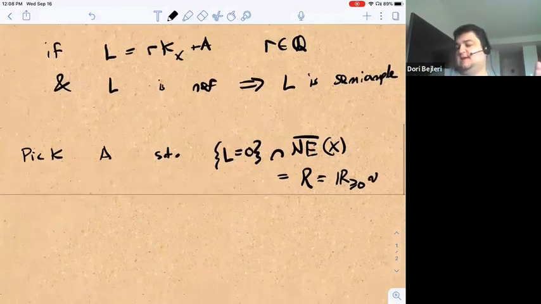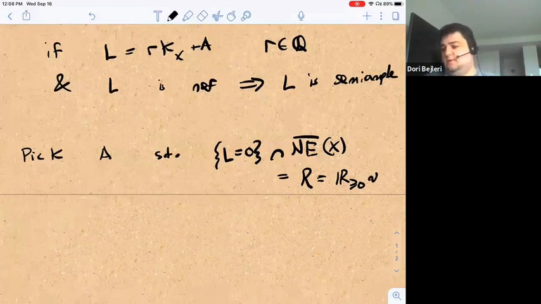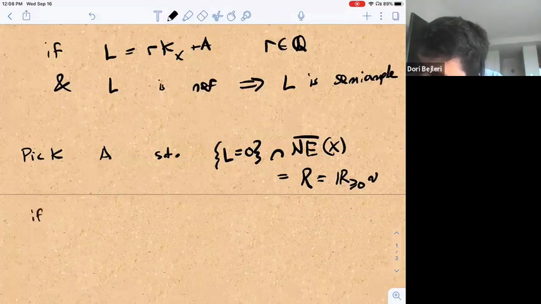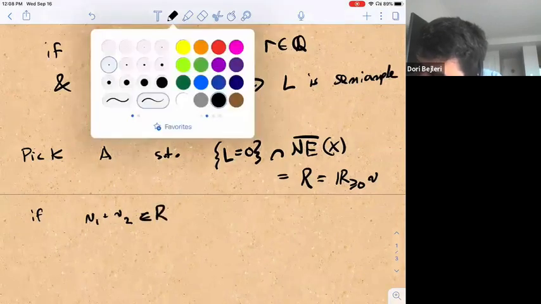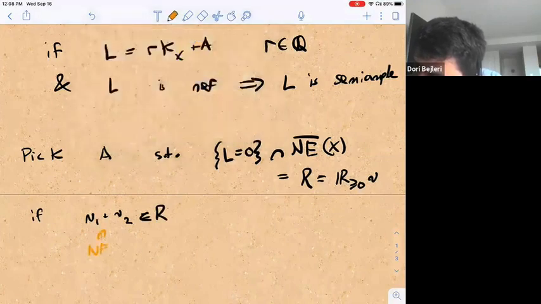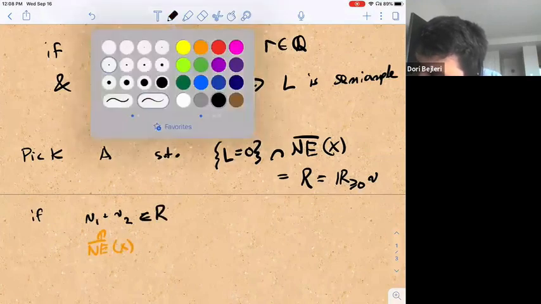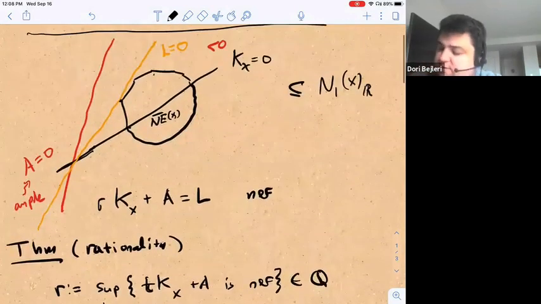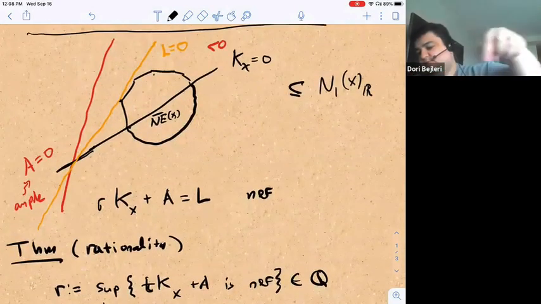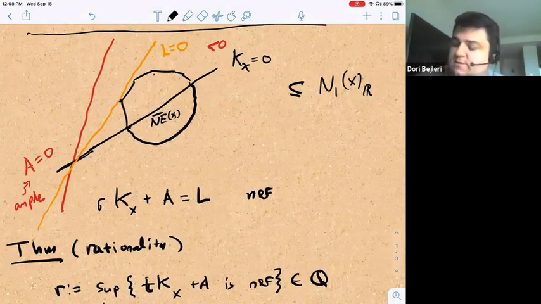And what this buys us is that this ray will be extremal in our cone, which means that if v1 plus v2 is in this ray, where each of these vectors are in the cone, then both of these are actually in the ray. So you can see that from the picture, that if you're on one of these kind of vertices, then you satisfy this property.